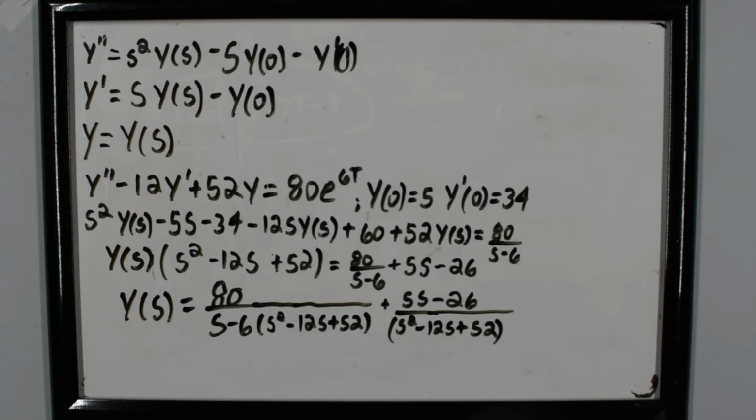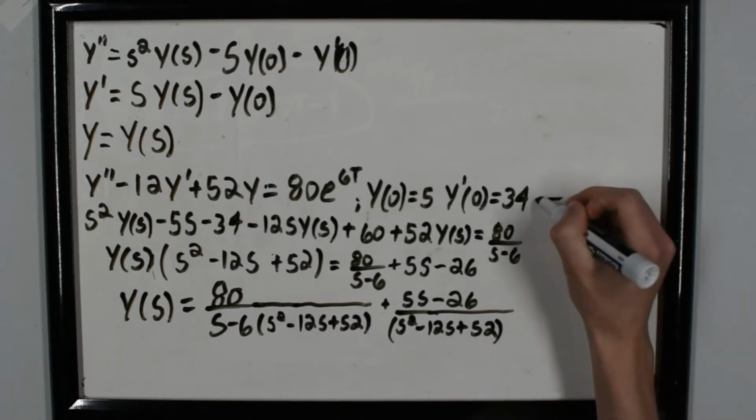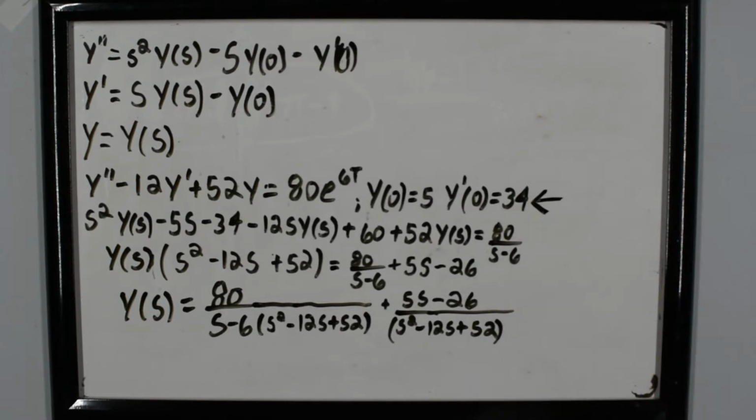So what does this mean to us? Well, let's use it in a problem. So in this problem here, this is given to us. This is one of the first questions in this section. We have y double prime minus 12y prime plus 52y is equal to 80e to the 6t, where y at 0 equals 5 and y prime at 0 equals 34.